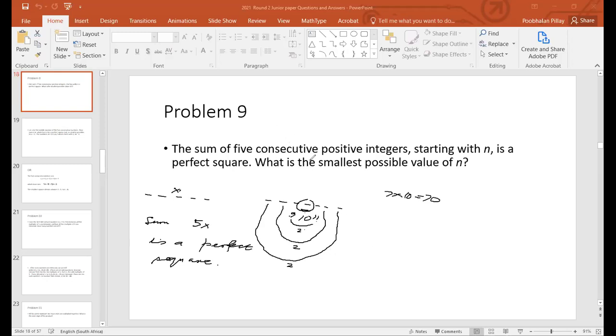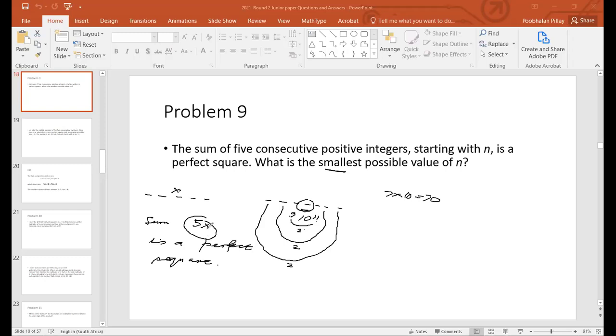So they ask, what is the smallest possible value for n? It's the same as asking what is the smallest possible value for x, because x is one of those five numbers. So we try to make x as small as possible. In other words, we need to make 5x as small as possible, but it must be a perfect square. So what's x equal to? 5x is 5 times 5, yes, right? You want the smallest perfect square equal to 5x. x must be 5, right?